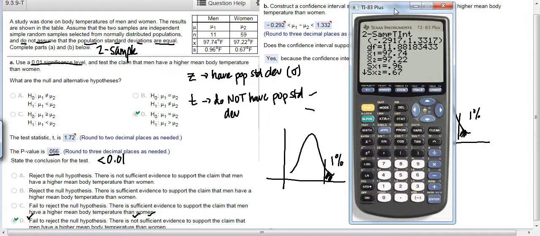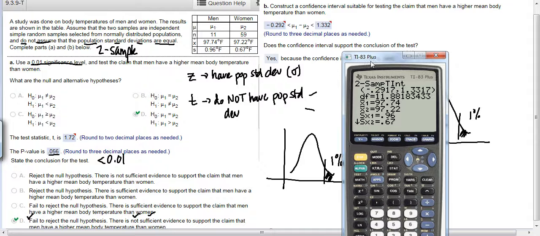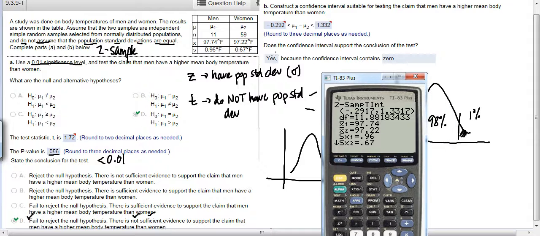and we get 0.292 and 1.322. And then the answer to the last question, it does support the conclusion because the confidence interval contains 0, meaning that it's possible that the difference in the means is nothing.